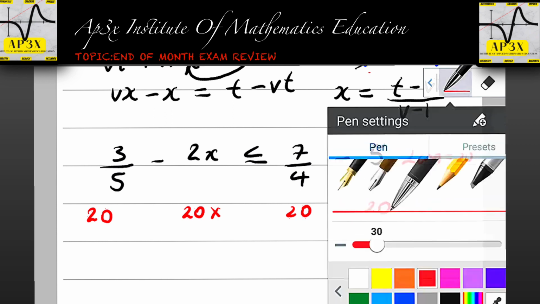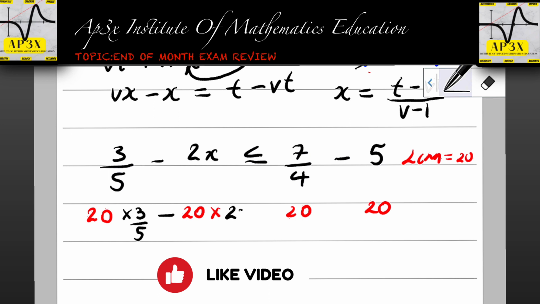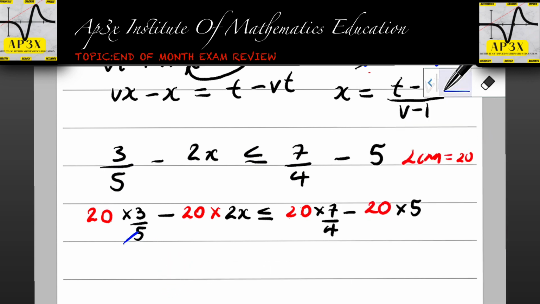So therefore what we're looking at is 20 multiplied by 3 over 5 minus 20 multiplied by 2x, that's less than or equal to 20 multiplied by 7 over 4, and so therefore that's going to be minus 20 multiplied by 5. And this is the way you do it, guys. It's very simple. So then we cancel the 5 with the 20. We end up with 4 times. And we cancel the 4 with the 20. We end up with 5 times.